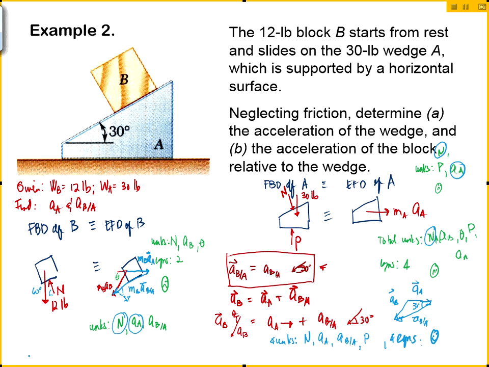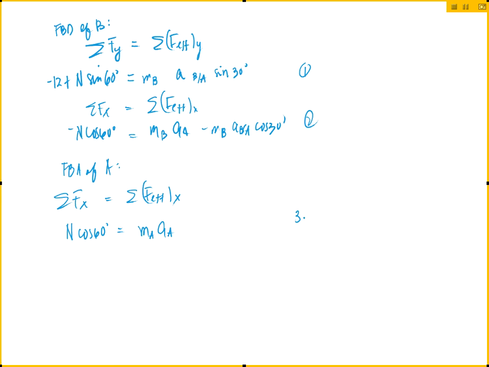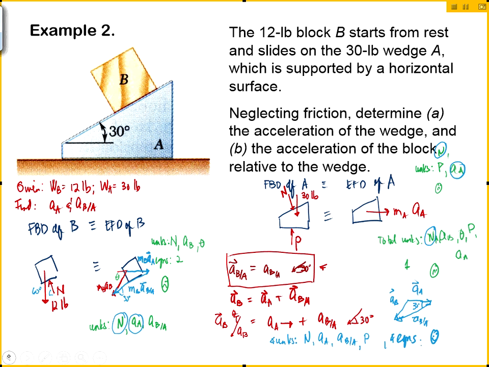And I don't even need to do the Y, because if I look at my equations, 1, 2, and 3, right? You just need to solve simultaneously, we have 3 unknowns here, right? N, a_A, and the acceleration of B relative to A. P doesn't even need to be involved in the problem. Okay? So, big picture, the acceleration of B is not along 30. It's only the relative. Okay?